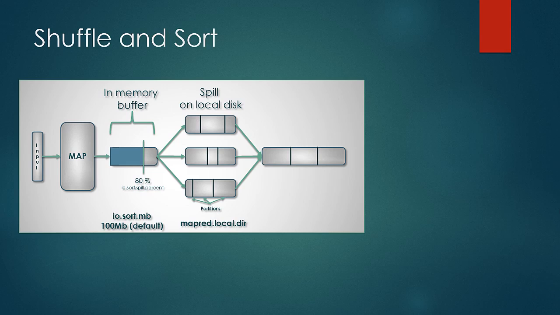If the map's output is going to be very large, it is recommended to compress it to reduce the amount of data. This can be done by setting the property mapred.compress.map.output to true, and the compression scheme can be specified by the property mapred.map.output.compression.codec.